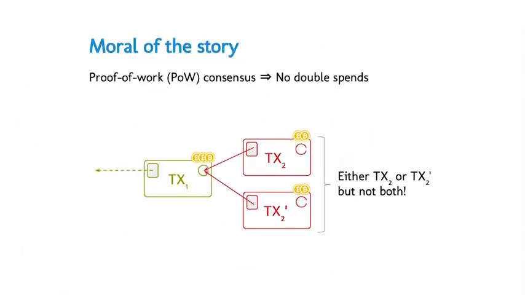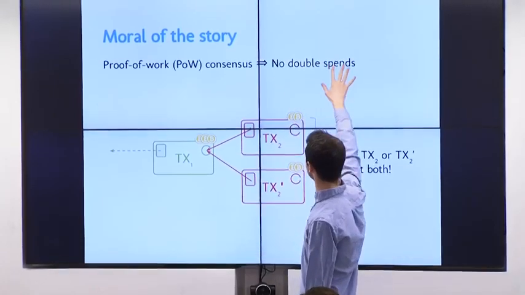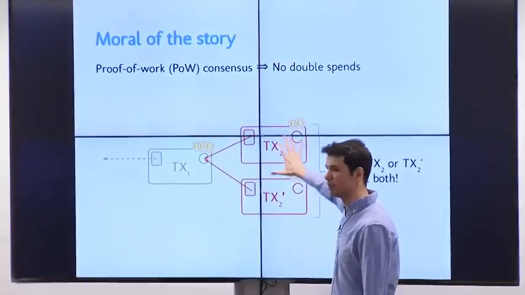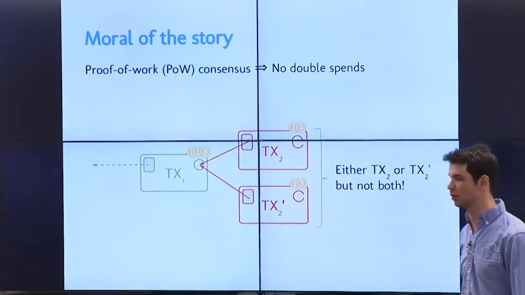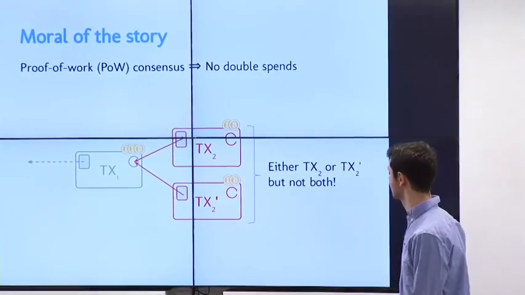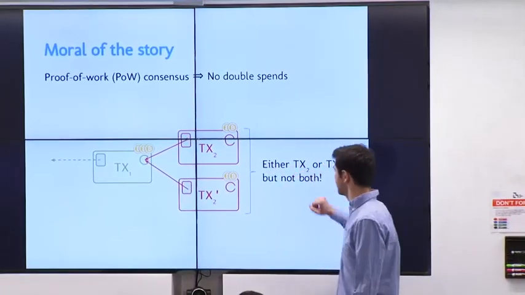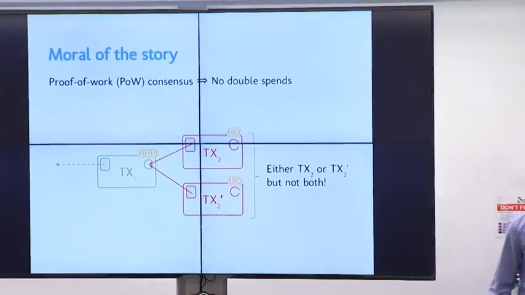And the moral of the story, the reason I told you all of this, is that if you have proof of work consensus in the Bitcoin sense, you cannot double spend. So this thing right here that I said before just cannot occur in the Bitcoin blockchain unless you break the assumptions, right? Unless you have more mining power than you should. In that case, you'll either have TX2 or TX2 prime, but not both, right?